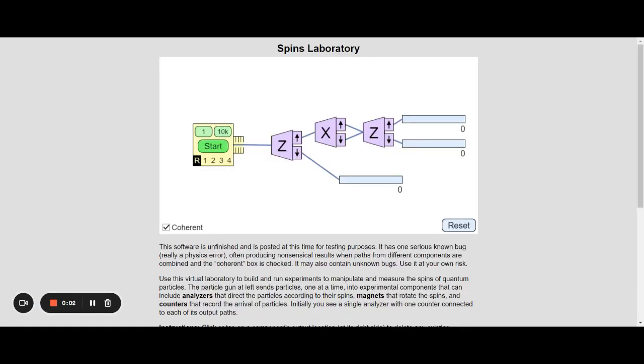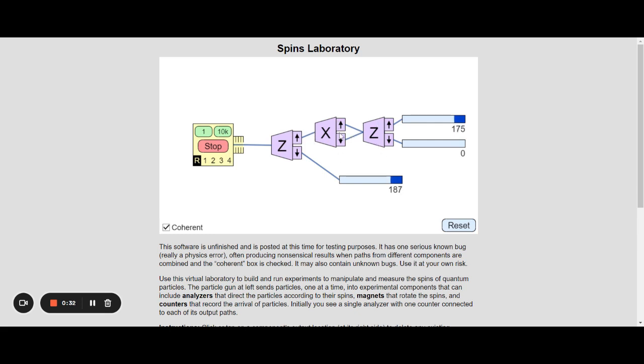So here is a slightly different experiment. Instead of having the spin down node connect to a counter, instead we have both the nodes connect to the third analyzer. And if we start the experiment, we see that this changes the results. We only get spin up particles for the z direction, for the third analyzer. And this makes perfect sense because all the particles originating from the first analyzer are spin up particles.